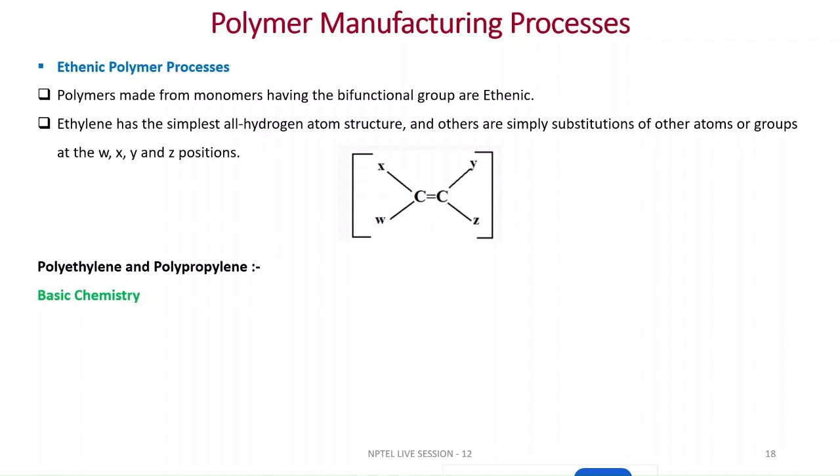Now we will see the polymer manufacturing process. There are two types of process. One is the addition polymer process, and another one is the condensation process.